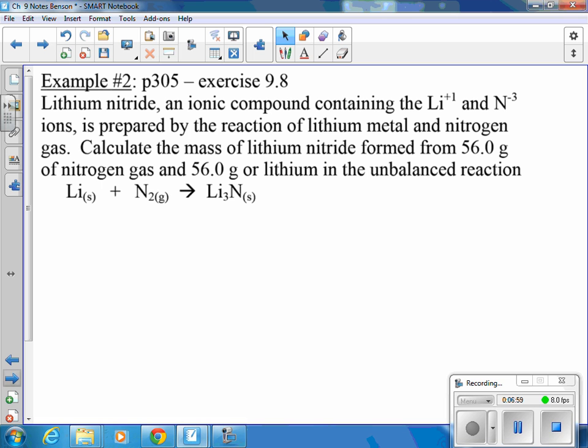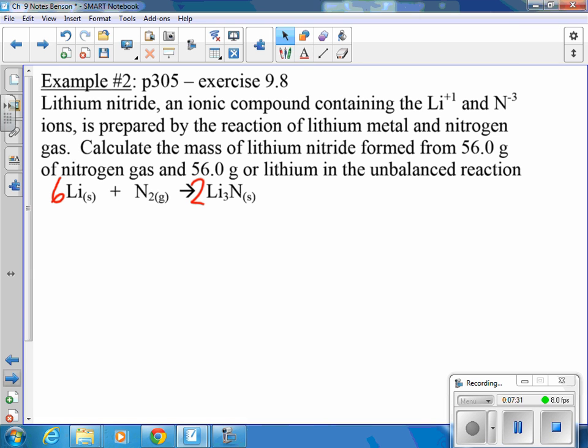Okay, so example number 3. We have lithium nitride, an ionic compound containing lithium and nitrogen ions, is prepared by the reaction of lithium metal and nitrogen gas. Calculate the mass of lithium nitride formed from the mass of each one in the unbalanced reaction. Okay, so we can just go ahead and simply balance this. You guys can see with the nitrogen, I have 2 nitrogen on the left, so I need 2 nitrogen on the right. 2 times 3 is 6 lithium, so I need 6 lithium, and my nitrogen is balanced.